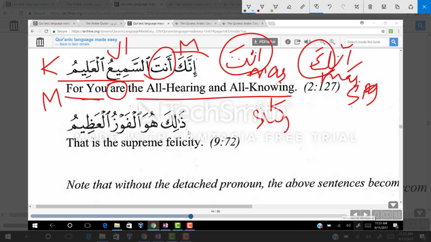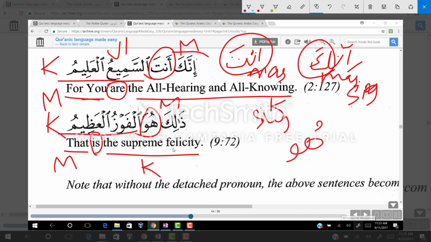The next example is ذَلِكَ هُوَ الْفَوْزُ الْعَظِيمُ. That is the supreme felicity. So here, what do you see? Huwa is our mubtada. It comes before is. And al-fawzu al-azimu is the khabar. It comes after is. That is the supreme felicity. So what happens here? The khabar is again a marifa noun. It starts with al-fawzu al-azimu. Okay. Then the detached pronoun huwa is placed, which is in accordance with dhalika.